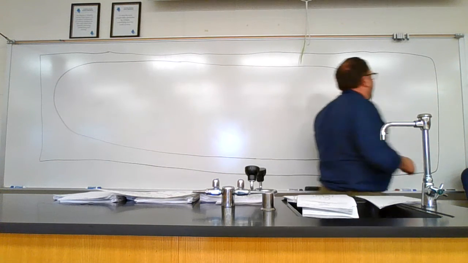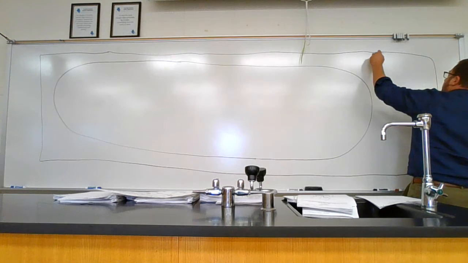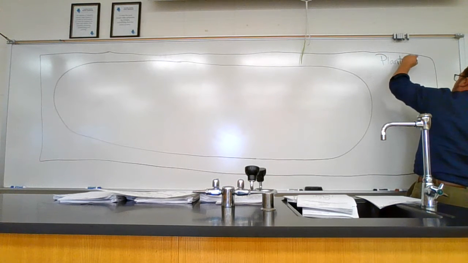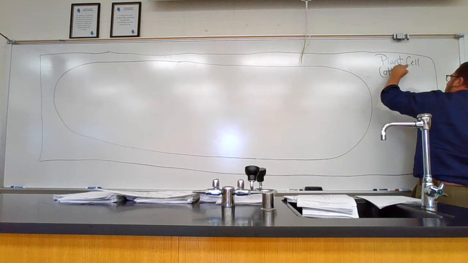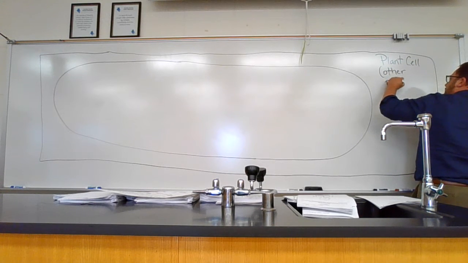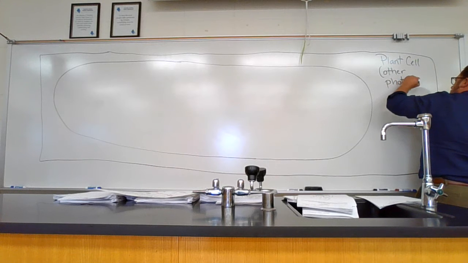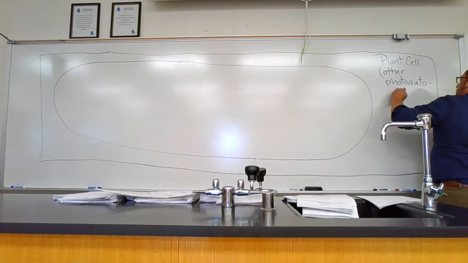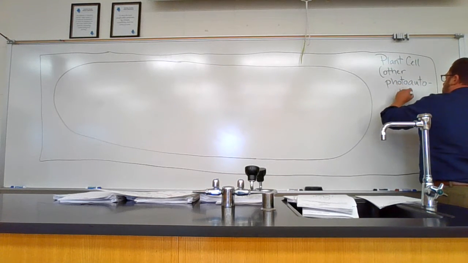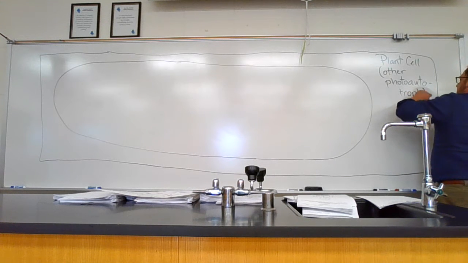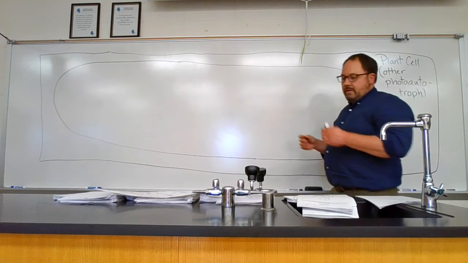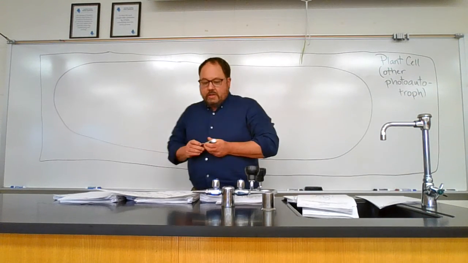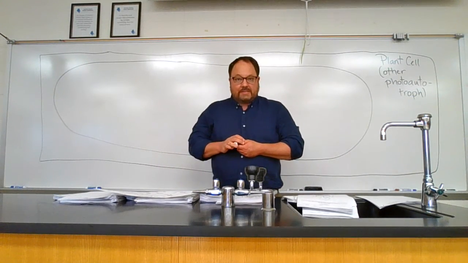So let's label what we've got here. This is a plant cell, or we could say other photoautotroph. Photo means light, auto means self, and troph means feeding. So it's an organism that makes its own food. So in this case, we'll just go with a generic plant cell. We're going to make a huge chloroplast inside of that.